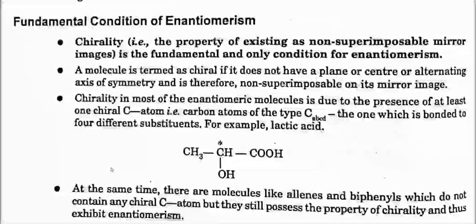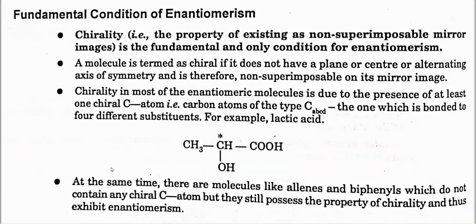Fundamental condition of enantiomerism: chirality. The property of existing as non-superimposable mirror images is the fundamental and only condition of enantiomerism. A molecule is termed chiral if it does not have a plane, center, or alternating axis of symmetry and is therefore non-superimposable on its mirror image.